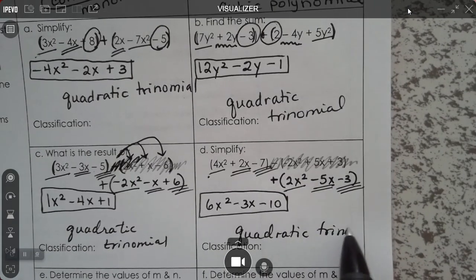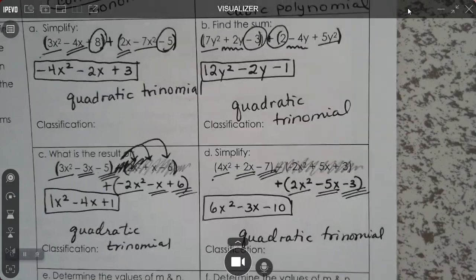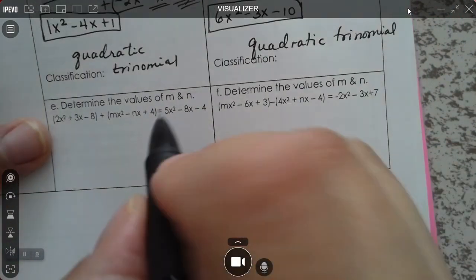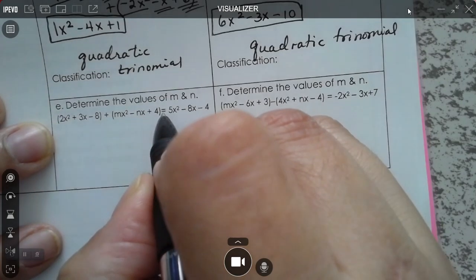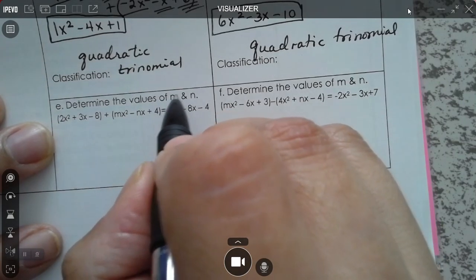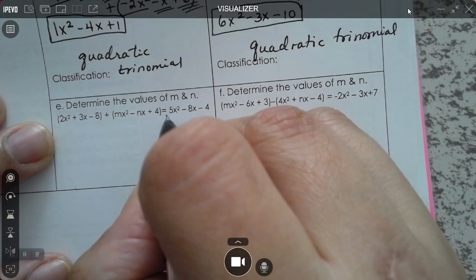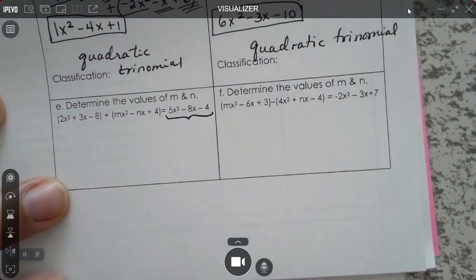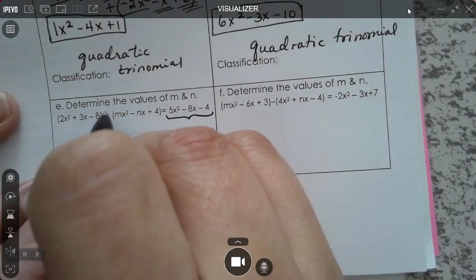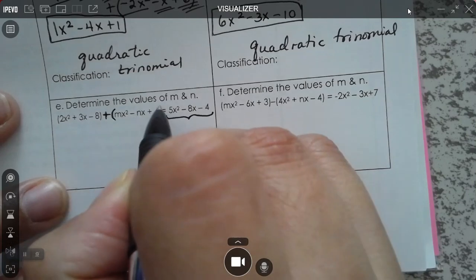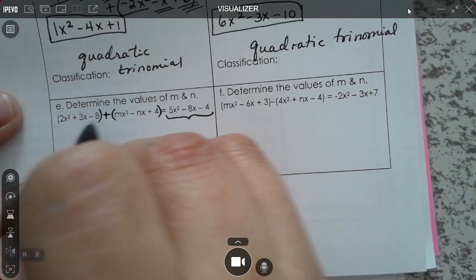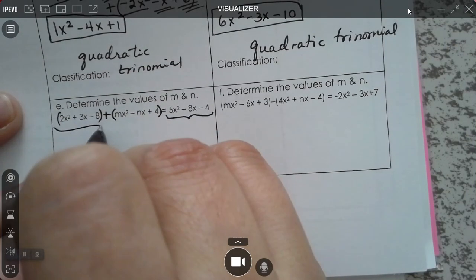Now the next two are very interesting problems because they're going to use number sense. All right, I have an equal sign, and they want us to find the values of m and n. This side is already simplified. But over here we have plus, and we need to combine these parentheses to simplify it as well.